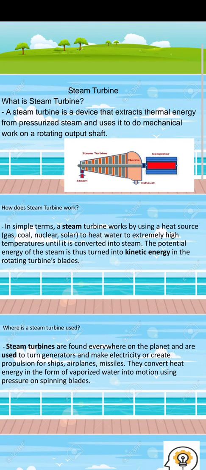So how does a steam turbine work? In simple terms, a steam turbine works by using a heat source, gas, coal, nuclear, or solar, to heat water to extremely high temperatures until it is converted into steam. The potential energy of the steam is thus turned into kinetic energy in the rotating turbine blades.